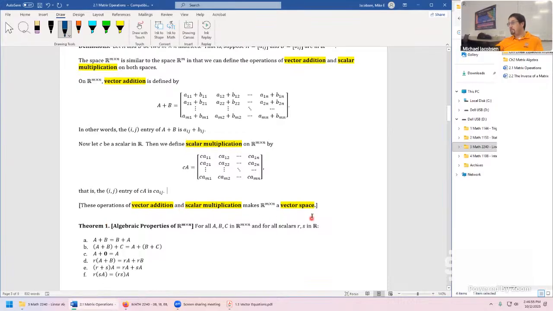So putting those two operations together, R^(m by n) is now a vector space, just like R3 was. We have some of the common algebraic properties that we often take for granted. Commutativity of the vector addition holds, so does associativity. Adding the zero vector returns the original matrix A, so we have an additive identity.